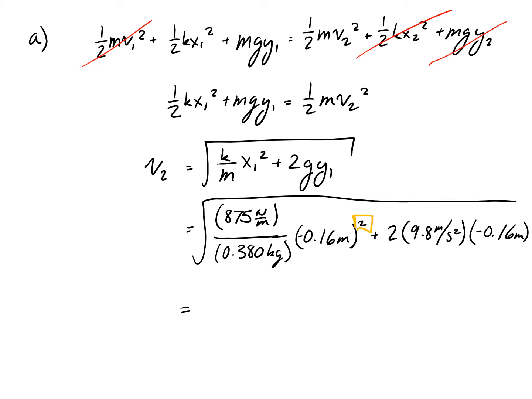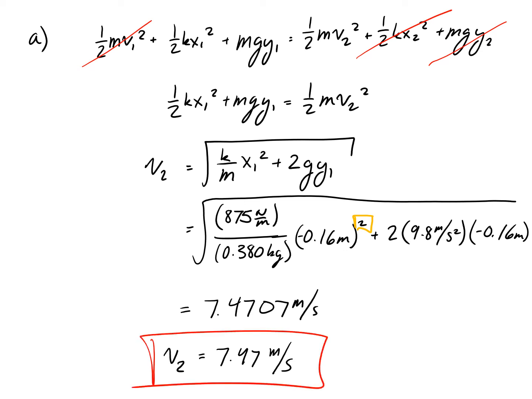energy. So assuming I plugged this in correctly, which I'm guessing I did because I got the same answer 3 times, I got 7.4707 meters per second for my launching speed. So that would be 7.47 meters per second because I was given 3 significant figures for this particular question.